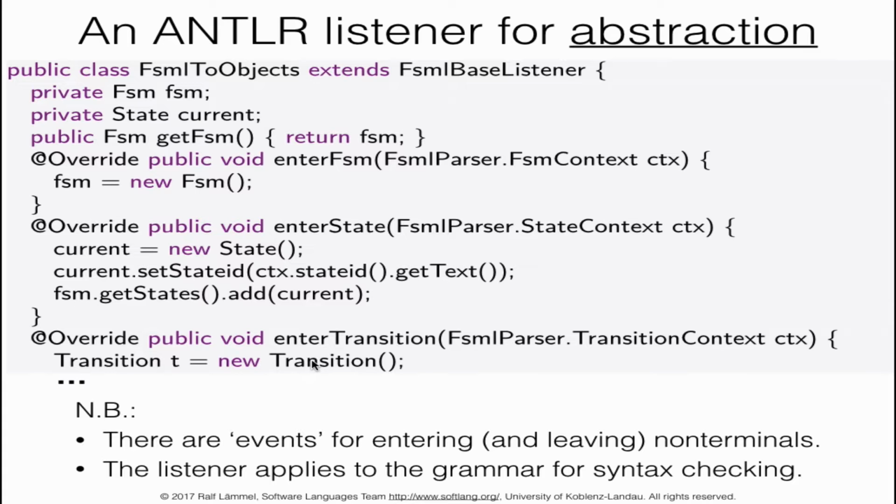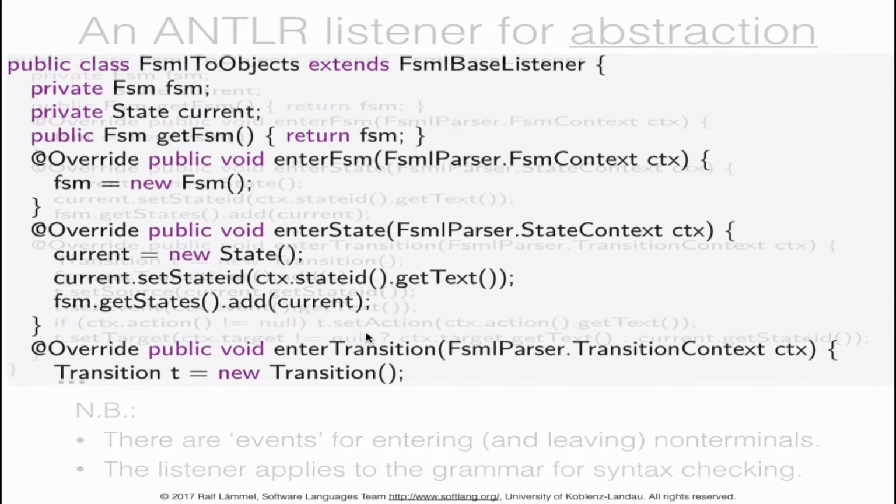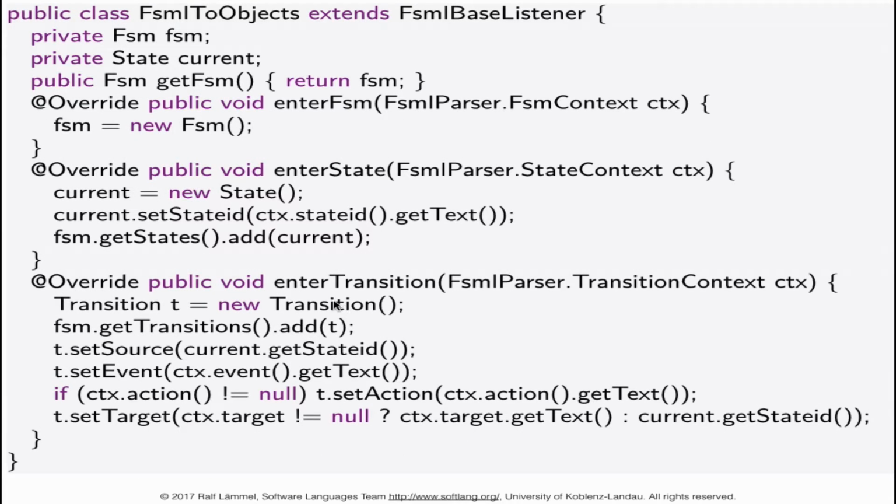And likewise, when we enter the transition, then we construct a new transition. We add a transition. We get the source state from the attribute current. We get the event from the syntax tree. We get the action from the syntax tree, and it's optional, so we might not find any action. And we try to find the target state in the syntax tree. If it's not there, we use the current state ID. So this is the way we do it.